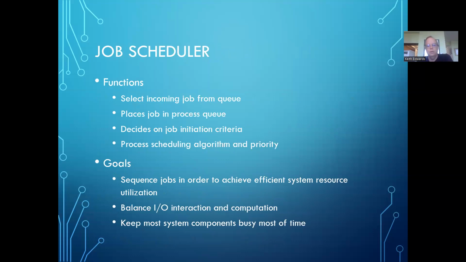So what the job scheduler does is it selects an incoming job from the queue, places it in the process queue, decides on the initiation criteria, and then it has a scheduling algorithm and a priority. And those are the design decisions we make when we're designing or putting together an operating system. The goal with the job scheduler is to sequence the jobs to achieve efficient system resource utilization.